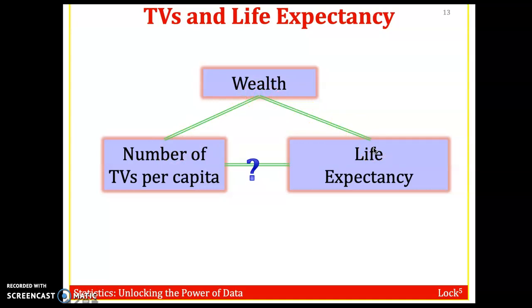You generally think the more wealth a country has, the better their health and medical system is going to be. You can talk about nutrition, infant mortality, et cetera, et cetera. There's probably a lot of other confounding variables, but I think the main one would be wealth.